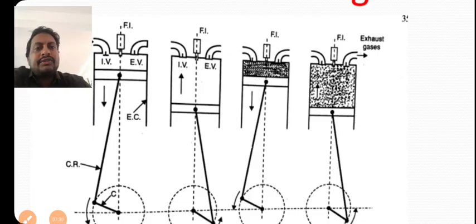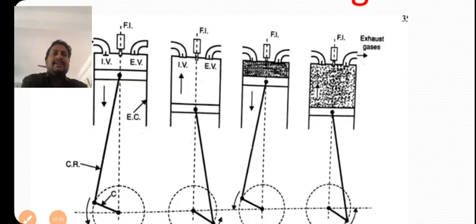So during the compression stroke, what happened? The air will be compressed, which means the temperature and pressure will go on increasing during the compression stroke. At the end of the compression, fuel will be injected into the engine cylinder, and ignition takes place in the engine cylinder.